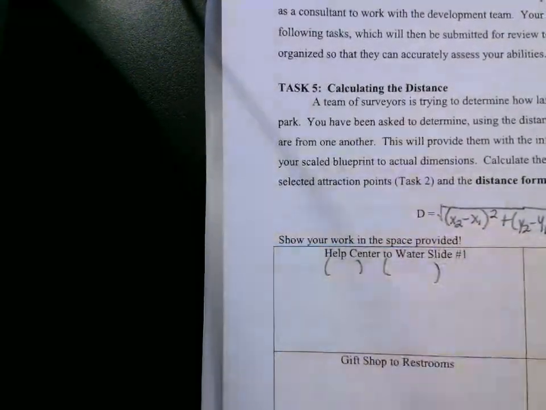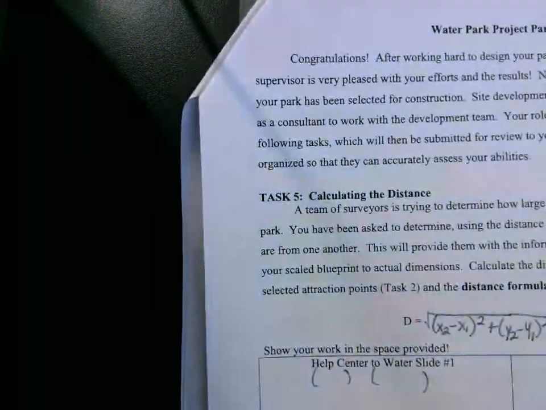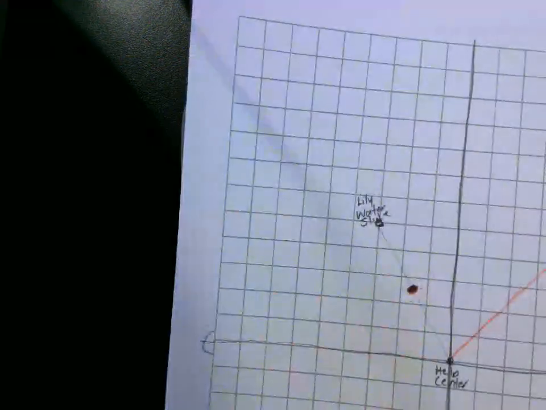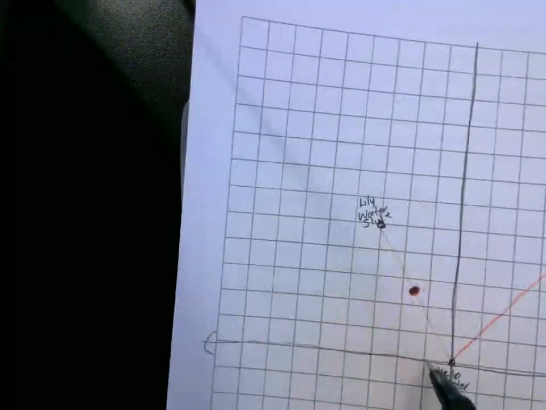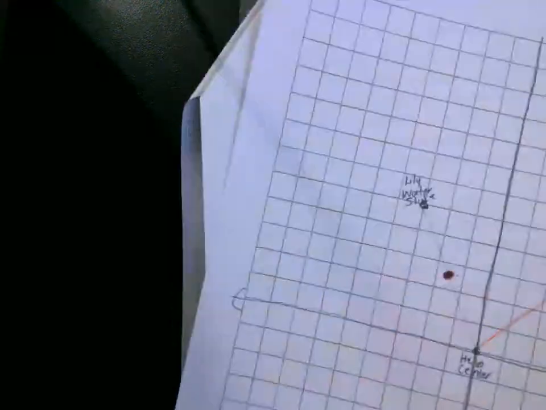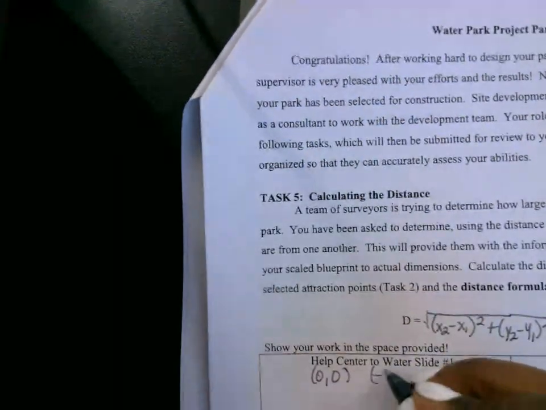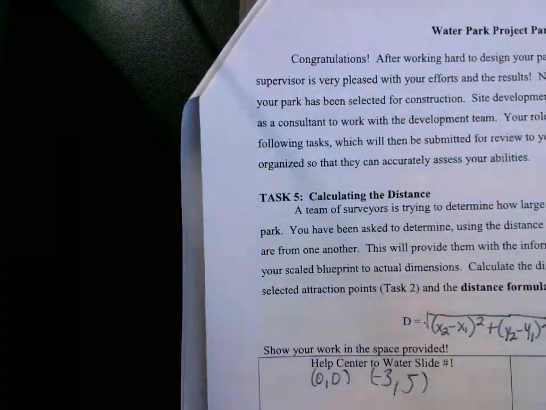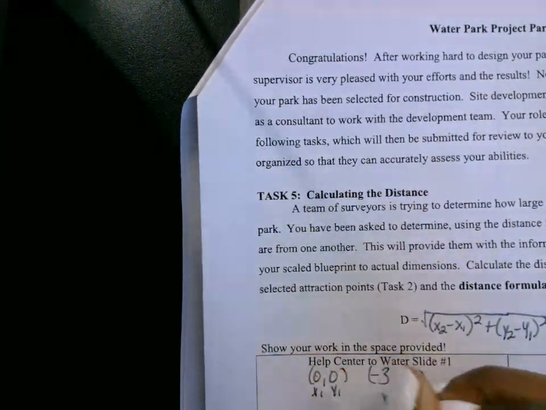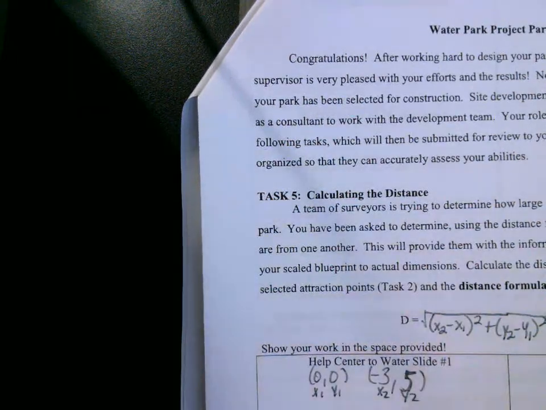So we have the help center ordered pair and the water slide ordered pair. The help center ordered pair is 0, 0, and the water slide ordered pair is negative 3, positive 5. So this is x1, y1, and this is x2, y2.